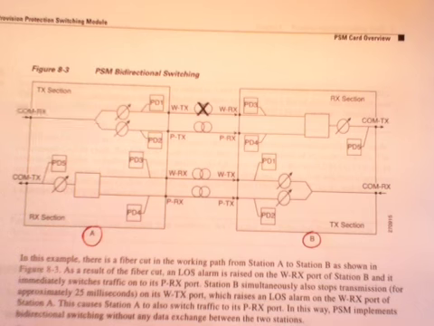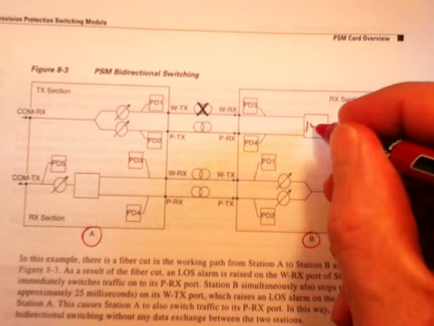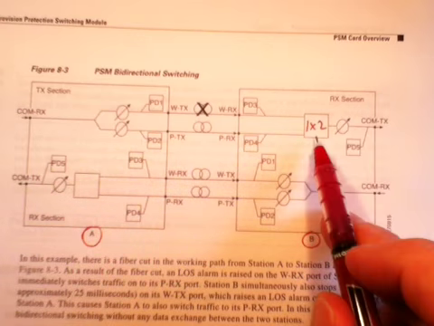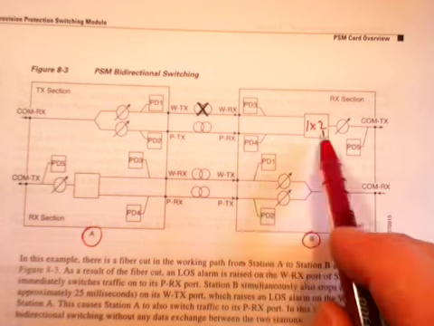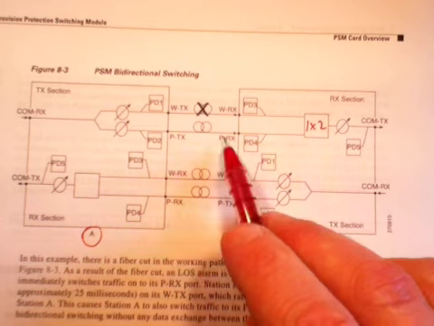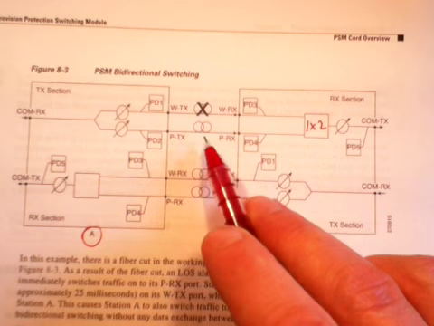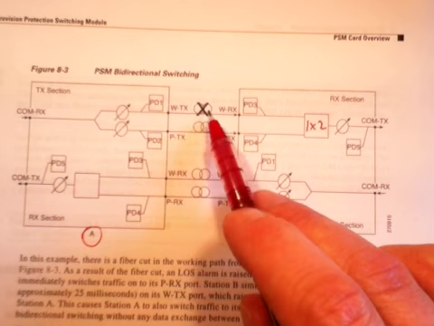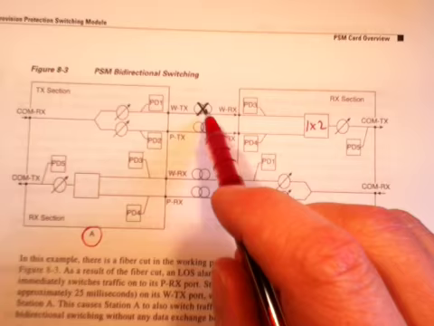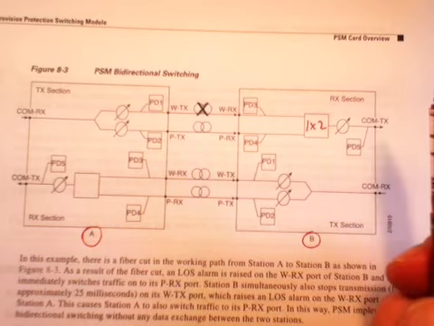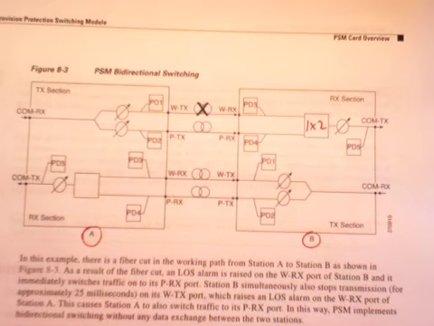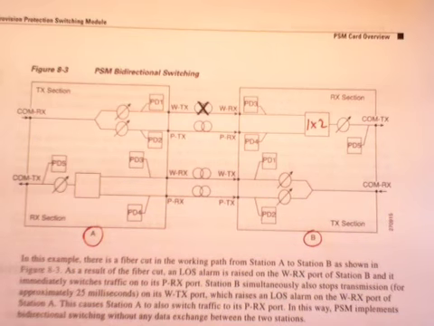But this 1x2 optical switch over on the right at the receive section will quickly switch over to the protection line if the working line goes down, and that working line going down is signified by a big X on that fiber there. And so the same thing happens in the other direction. So you can see how this works.